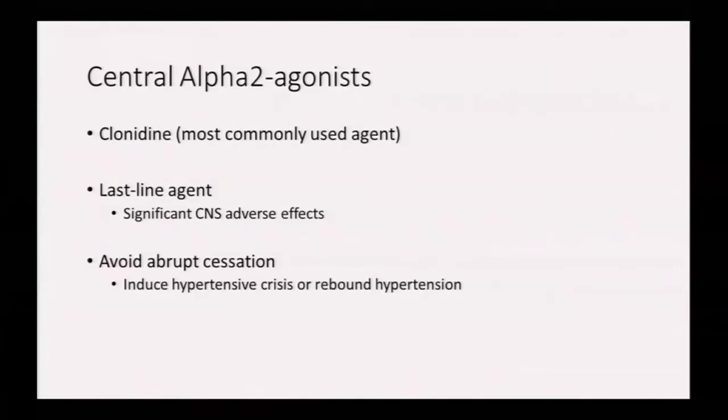Central alpha-2 agonists: the most common one we use among these agents is clonidine, and this is really a last-line agent. We see a lot of patients on clonidine, and I would say inappropriately, without being on any other, or being on minimal other, antihypertensive agents. They could be on just one agent, and then the second agent would be clonidine, which is completely inappropriate.